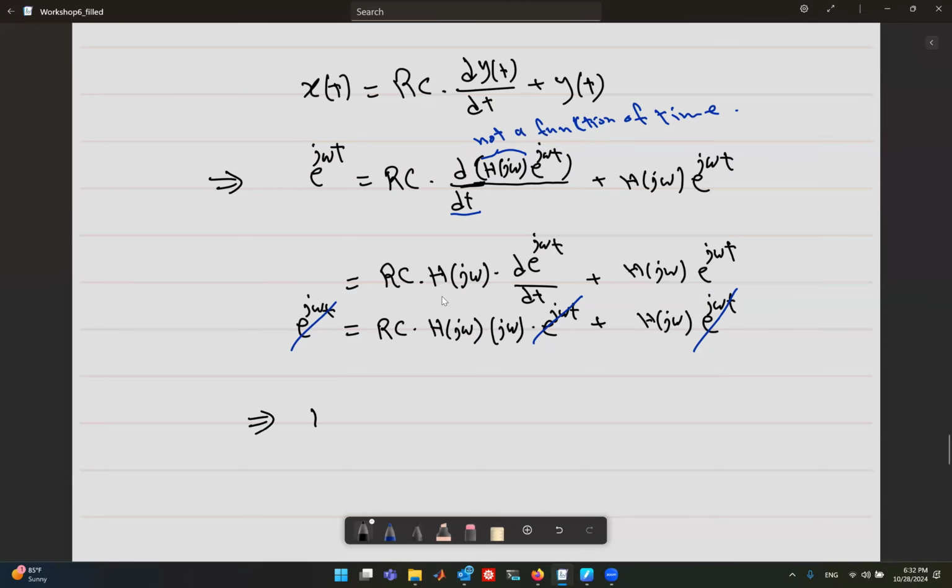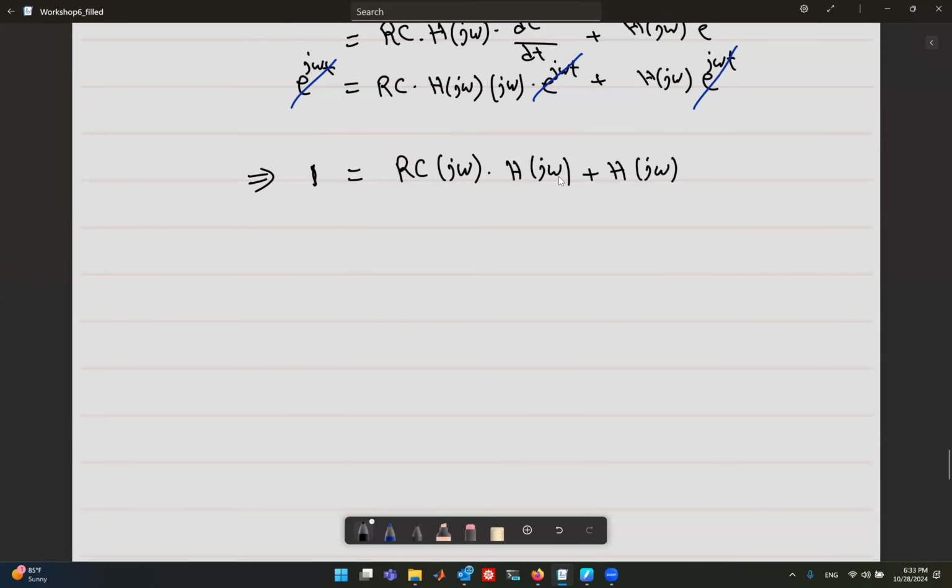Therefore, we have 1 equals RC times j omega times H(j omega) plus H(j omega). And if we solve for H(j omega), we take H(j omega) as a common factor and then divide by whatever we get here. We get H(j omega) equals 1 divided by RC j omega plus 1.